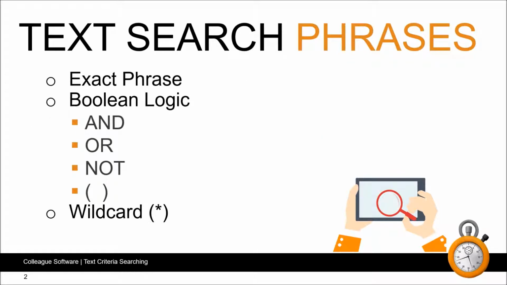The different text search phrases available are exact phrase, which is an exact match on the text you've entered; Boolean logic, which refines the criteria using different criteria types, namely and, or, not, and the use of brackets; and wildcard, which will find all words starting with the phrase.